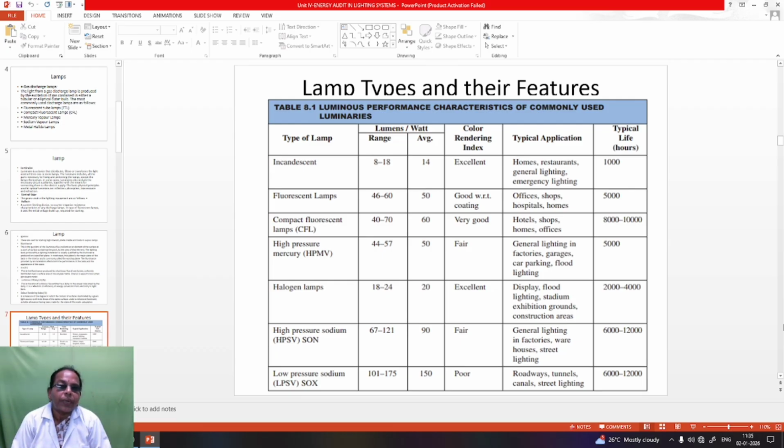Low pressure sodium, LPSV, has a range of 101 to 175 watts and an average of 150. Its color rendering is poor. It is applied in roadways, tunnels, canals, street light. It has a typical lifetime of 6000 to 12,000 hours.